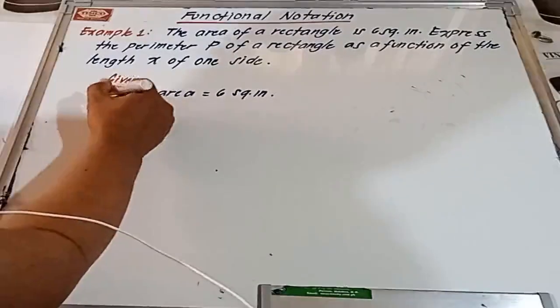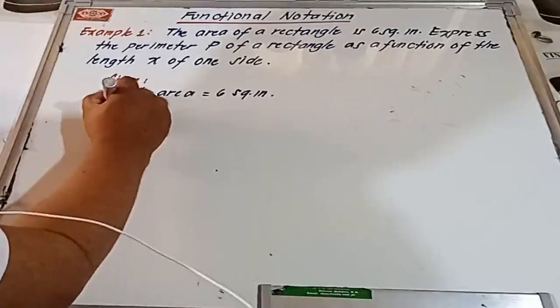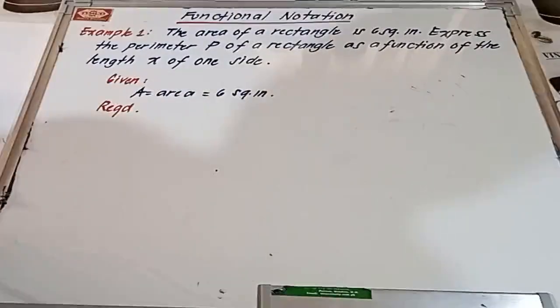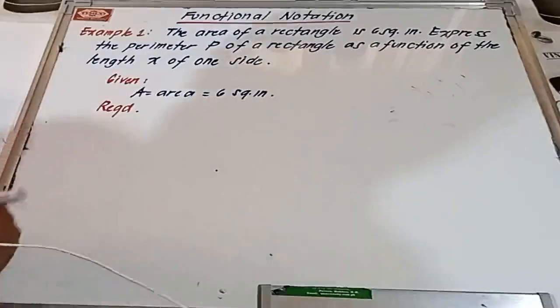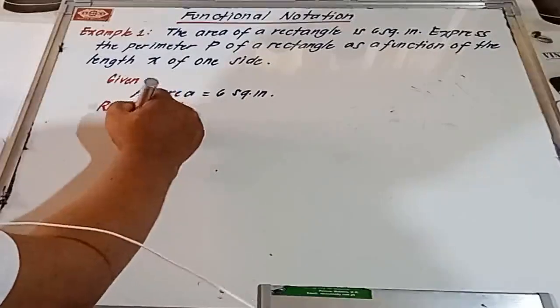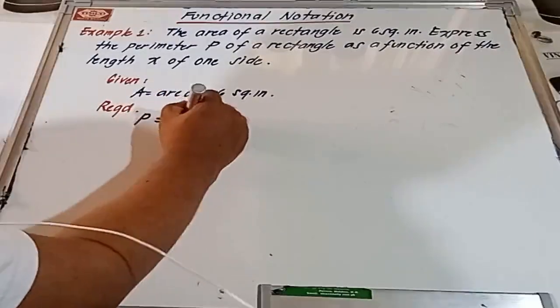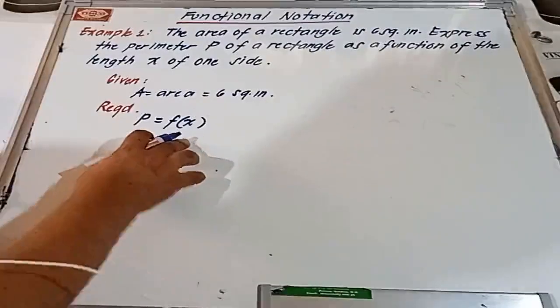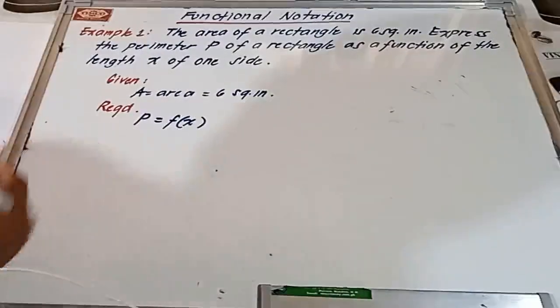So, ibig sabihin, formula consisting of the variables p and x, where p is the perimeter and x is the length of one side ng ating rectangle. So, ang required sa atin is p as a function of x. X is the independent variable and p is the dependent variable.